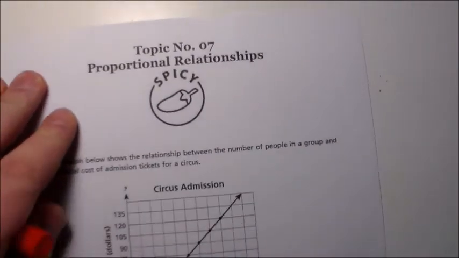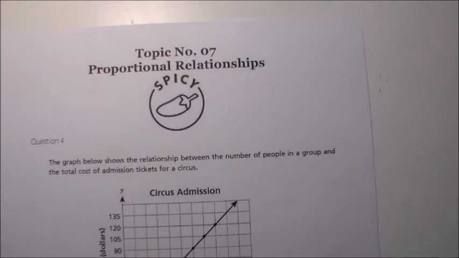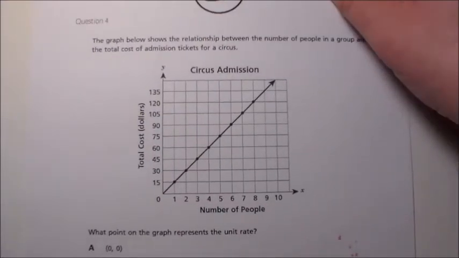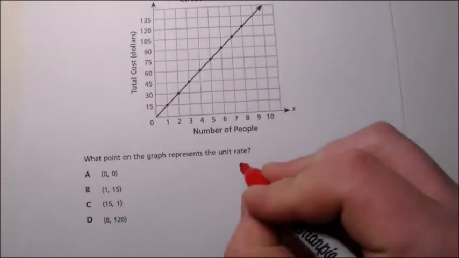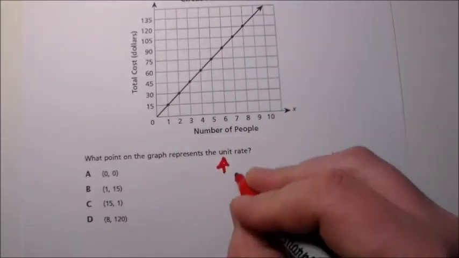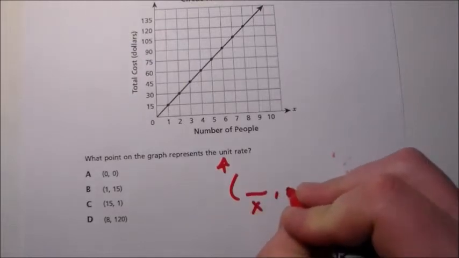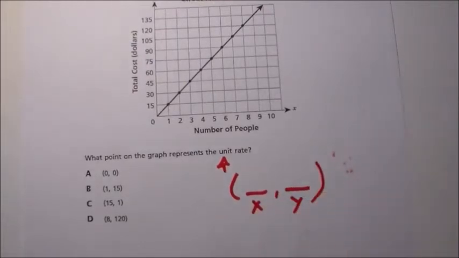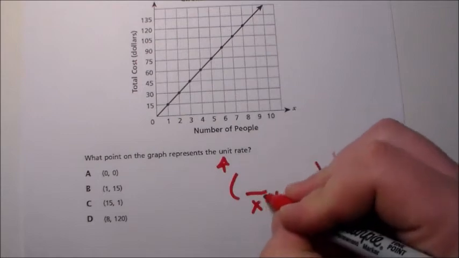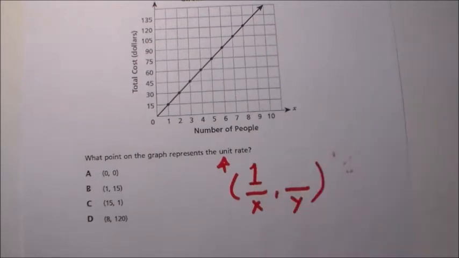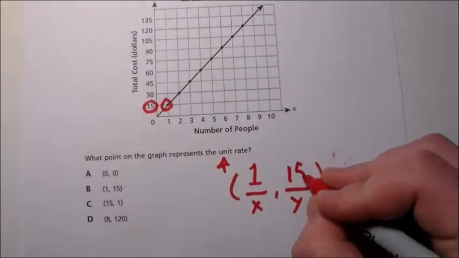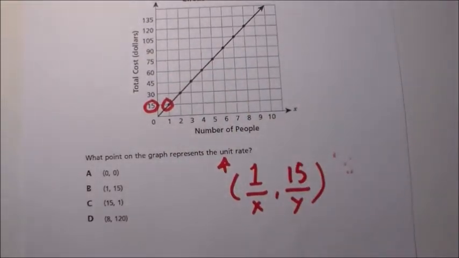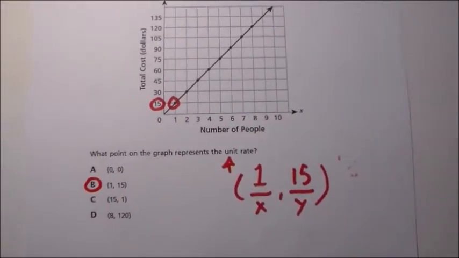Okay, so some questions are tough even after you know the rule, but some questions are easy once you know the rule. What is the unit rate? Well, the unit rate equals the y coordinate when x is 1. When you have x equals 1, here you have 15. So the unit rate here is 1 comma 15. That's your answer. Your answer is B, and we're good.